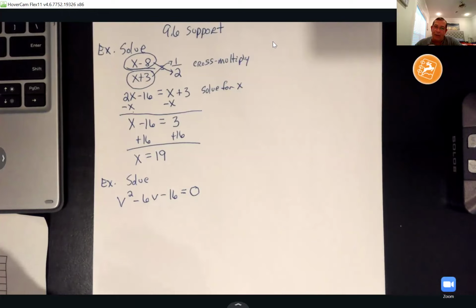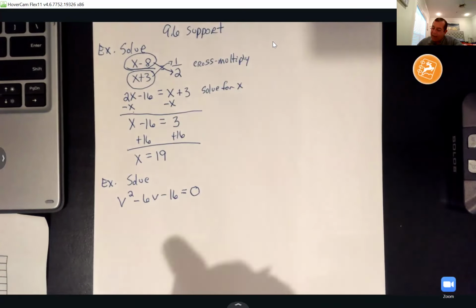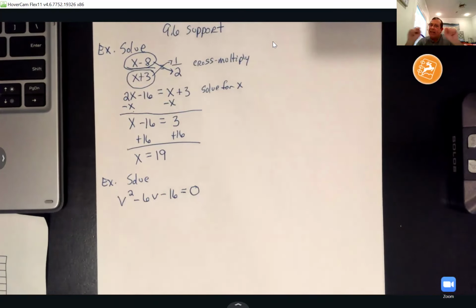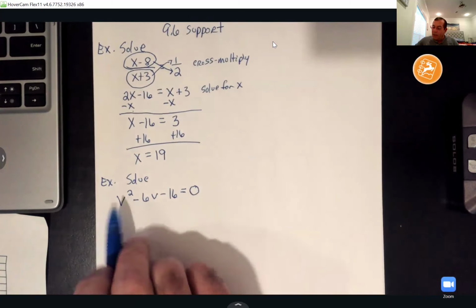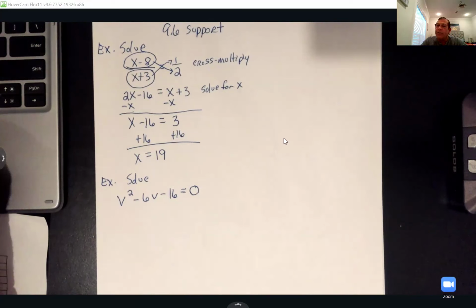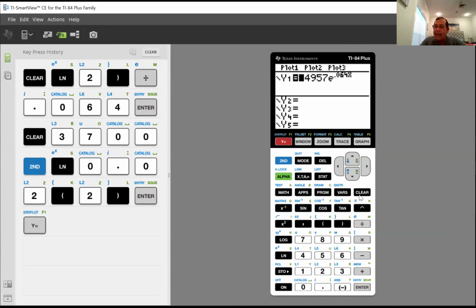I'm going to show you a trick I do to these. I graph these in y equals just to see if I can find any x-intercepts, because if you can find x-intercepts, you got your answers. There's going to be 2 answers because that's a v squared, right? So I'm going to go to my calculator and graph it just to see where this is crossing the x-axis.